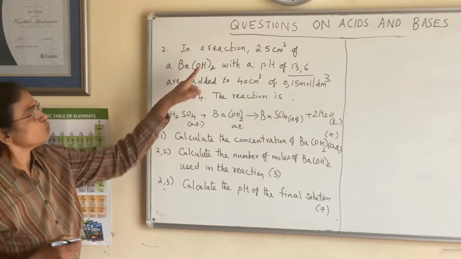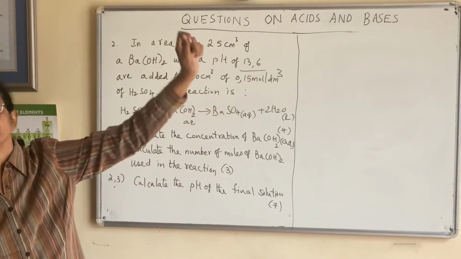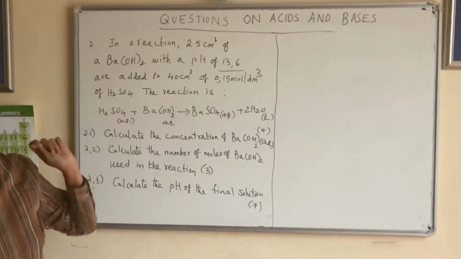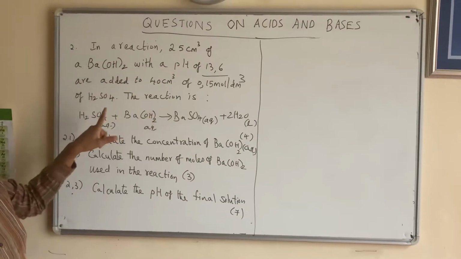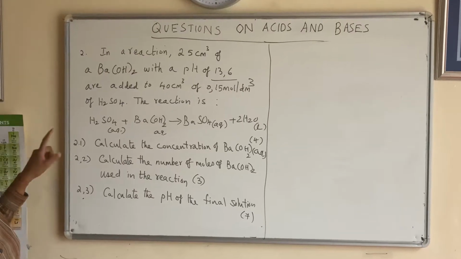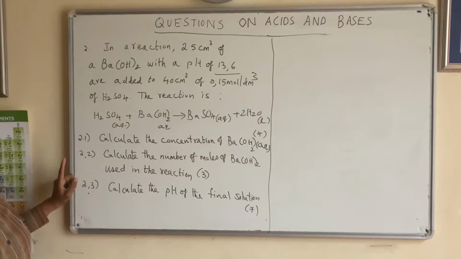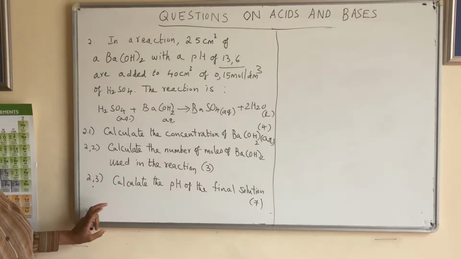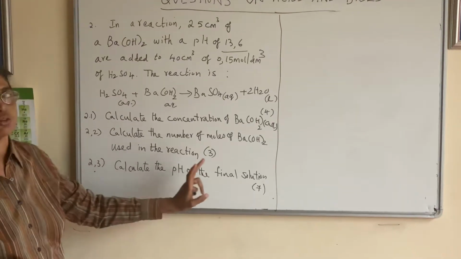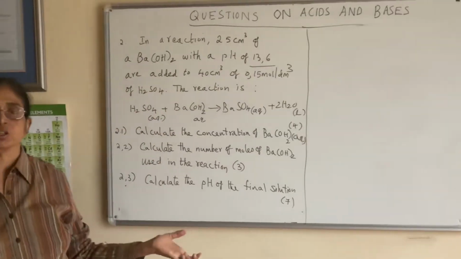Here the base volume is given and the pH is given. Any time pH is given, we can find the concentration of the solution. Then this is added to sulfuric acid, and what they want is the concentration of barium hydroxide. I'm going to teach you how to do that one. Then we can calculate the amount of barium hydroxide that is added, and then the pH of the final solution. So acid is added to the base and they want the pH of the final solution.